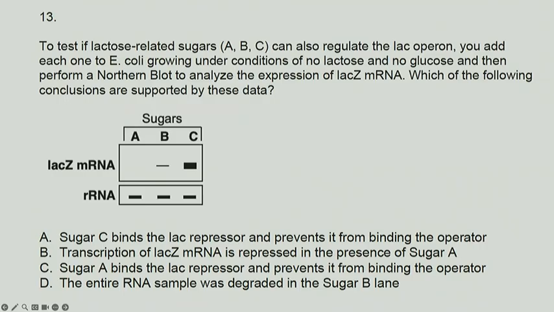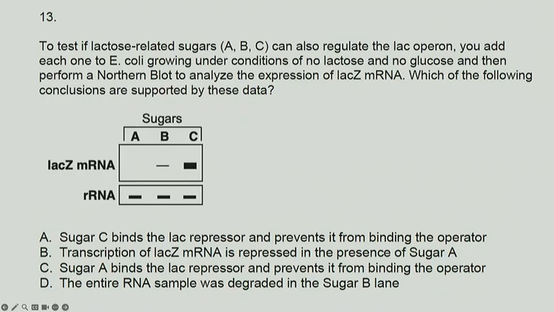It's exactly what you would think it would do, right? It binds to the repressor and it gets released. So when you have lactose in the cells, the repressor is going to bind that lactose and get released off. The repressor is always bound by default. So this data does support that adding sugar C binds the lac repressor and prevents it from binding the operator and results in transcription off of this operon.